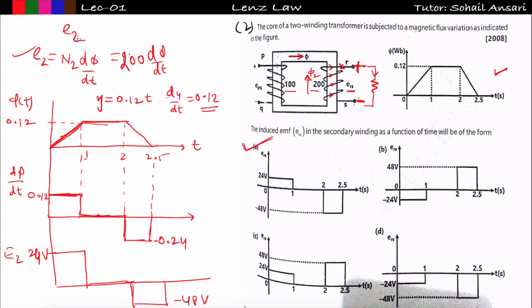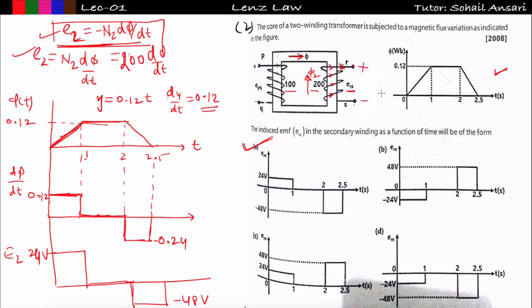Most of the guys will take E2 equal to minus N2 d phi upon dt. That is absolutely wrong, because according to the polarity of E2, Lenz's law is already included. Okay, suppose in this question the polarity of E2 was given from minus to plus, then we can apply this negative sign, because here Lenz's law is not included. According to this polarity, the flux phi 2 is adding to the main flux. So you can go through this equation if the polarity of E2 is from minus to plus. But here in the question the polarity of E2 is given such that Lenz's law is already included, so there is no need to apply the negative sign in the EMF equation.